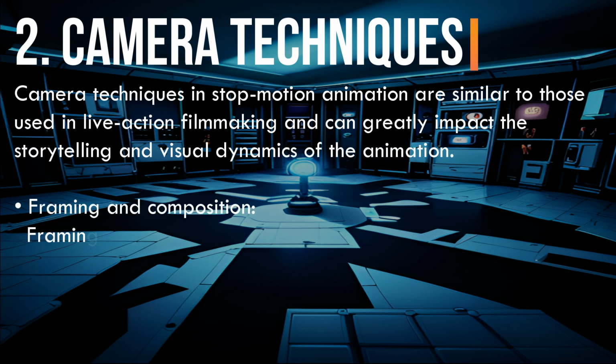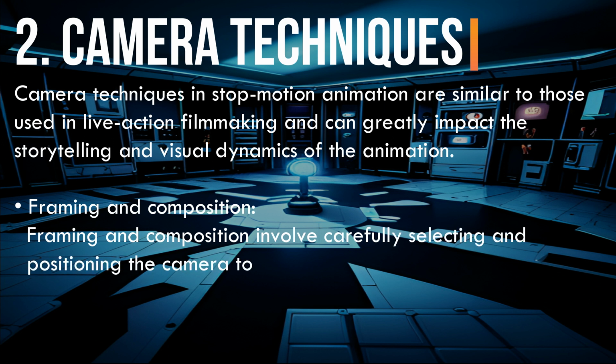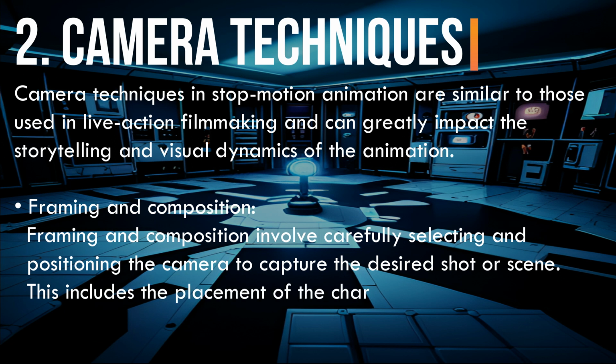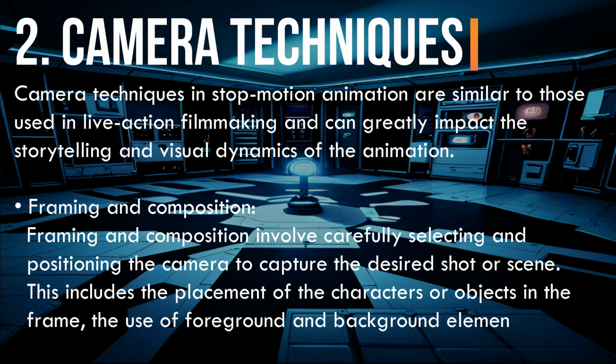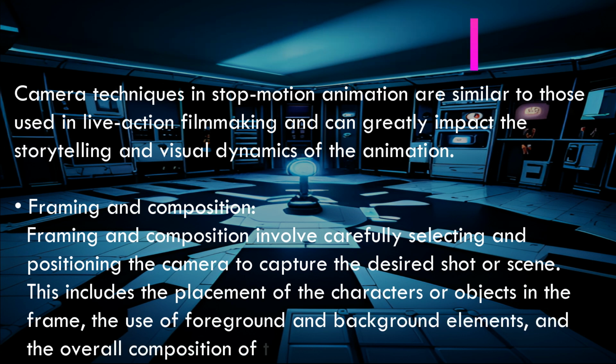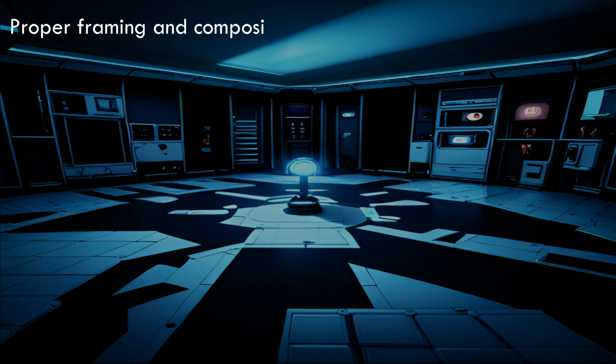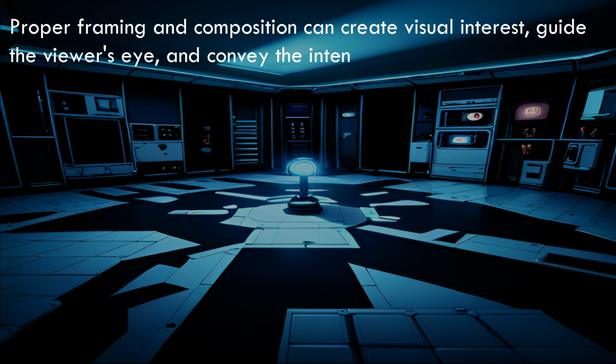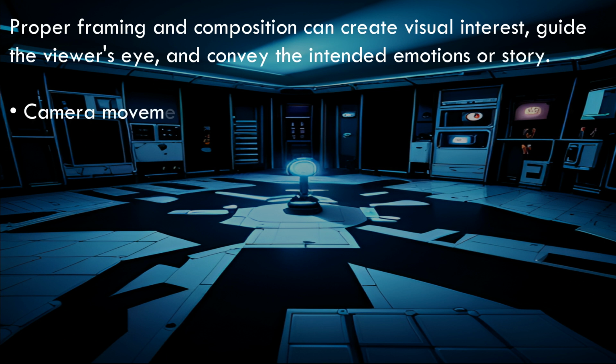Framing and composition. Framing and composition involve carefully selecting and positioning the camera to capture the desired shot or scene. This includes the placement of the characters or objects in the frame, the use of foreground and background elements, and the overall composition of the shot. Proper framing and composition can create visual interest, guide the viewer's eye, and convey the intended emotions or story.